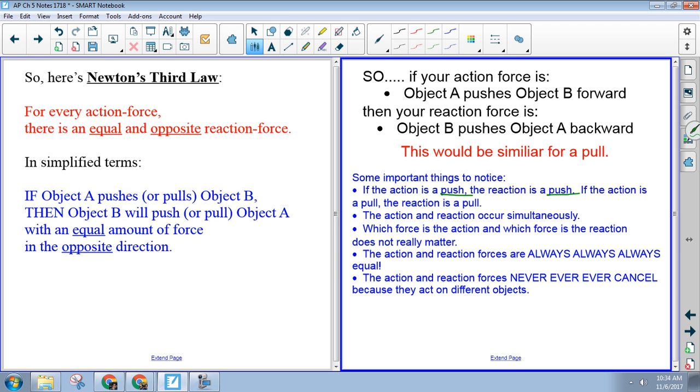All right. Action and reaction occur simultaneously. Please don't think that it's like the two things are having a fight and Hecker pushes Zach and then Zach pushes Hecker. That's not what's going on. They occur at the same time. Good? All right. Don't forget that it doesn't really matter which one's the action and which one's the reaction.